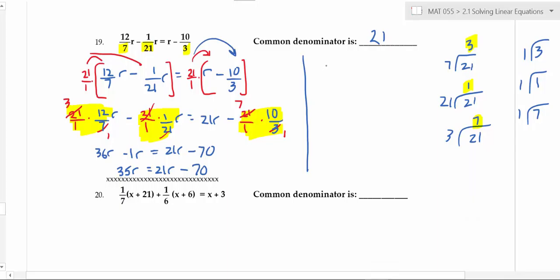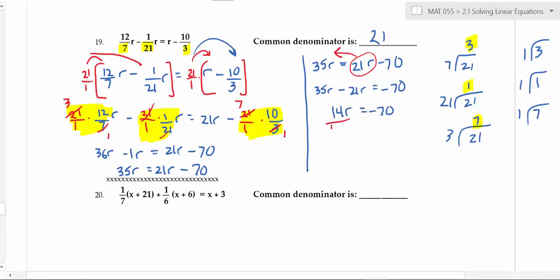Okay, so let's move this over here. We have 35r is equal to 21r minus 70. And see, you can do it like this if you want to. You could either subtract 21r from both sides, or you can just move it. So you get 35r, subtract 21r, equals negative 70. So 35 minus 21 is 14r. That's equal to negative 70. And then close off by dividing both sides by 14.